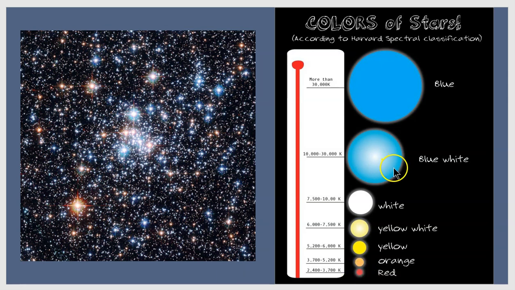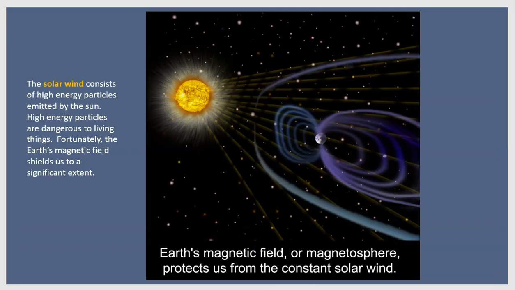And in a later lesson, we'll learn why the hot surface emits more bluish light and the cooler surface emits more reddish light. Now, stars also emit high-energy particles called the solar wind. These particles are dangerous to living things. Fortunately, the Earth's magnetic field shields us to a significant extent.